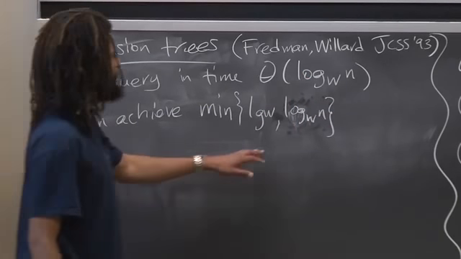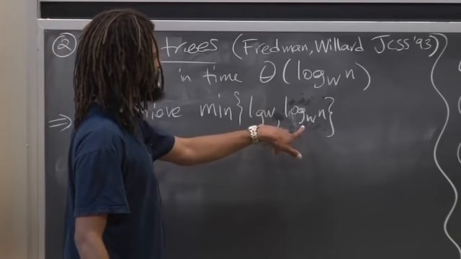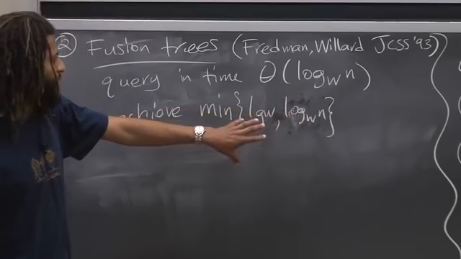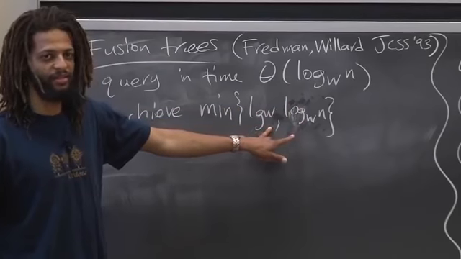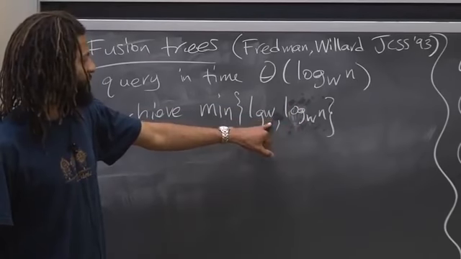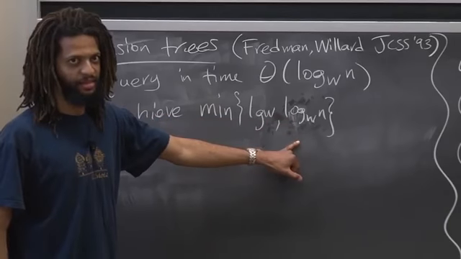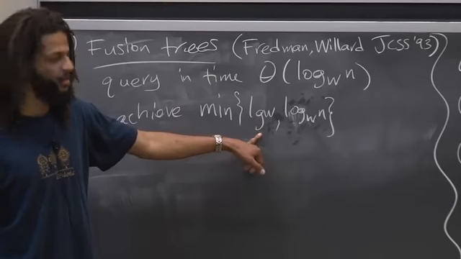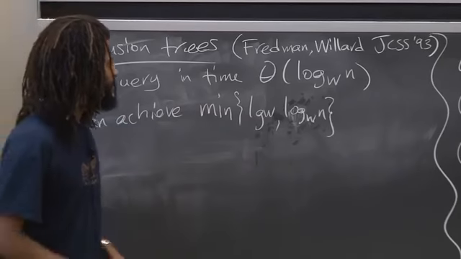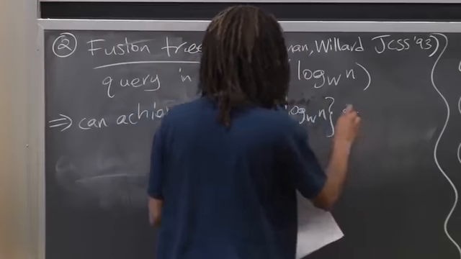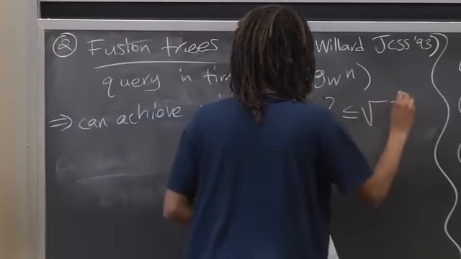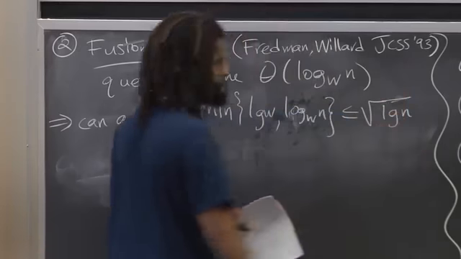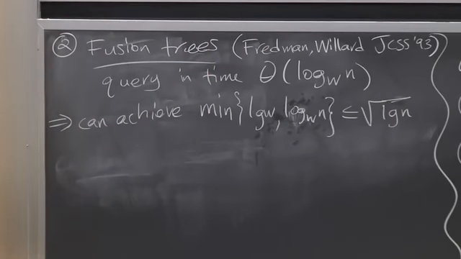And the worst case of this min, if we want to maximize this expression, happens when these two things are equal, which means log W equals log N over log W, which means log N is the square of log W. So this will always be at most square root log N.